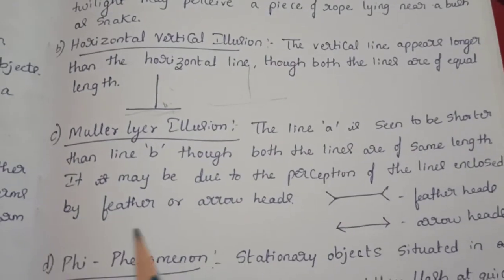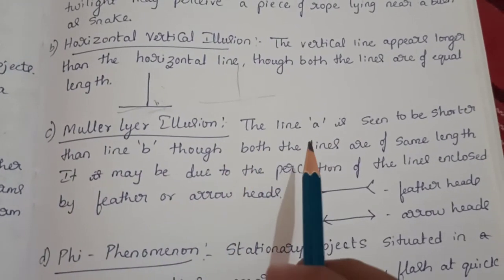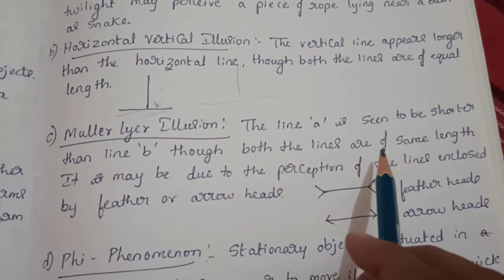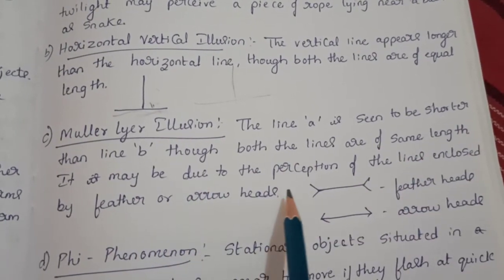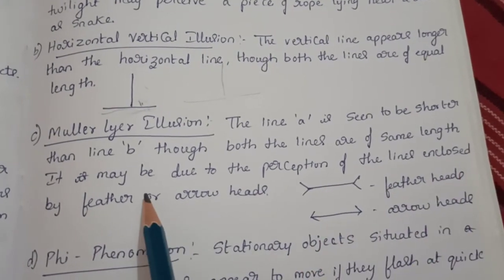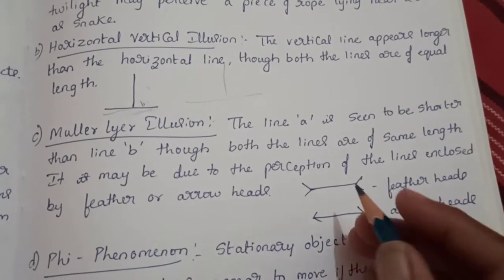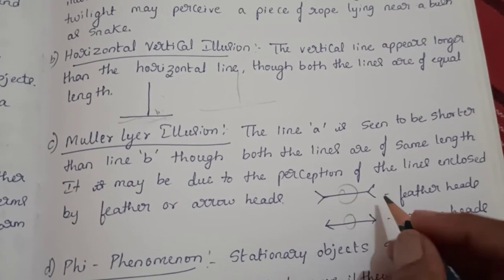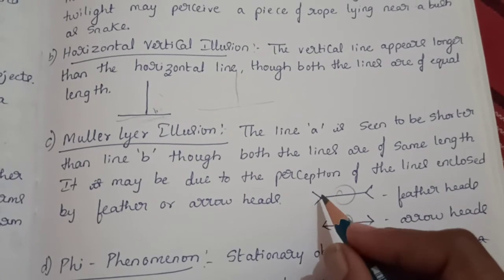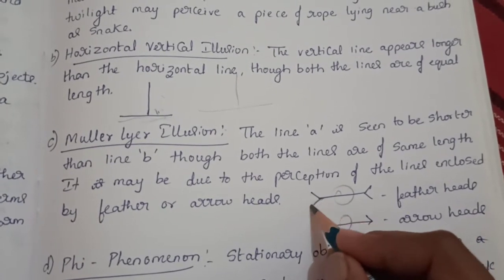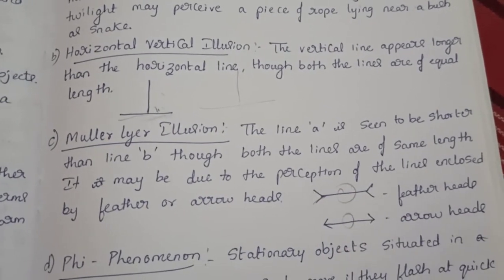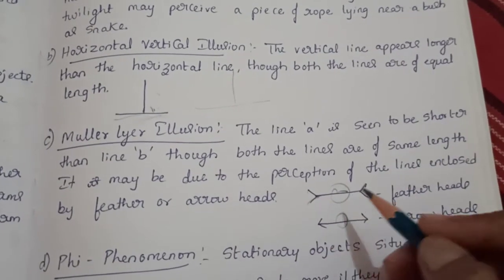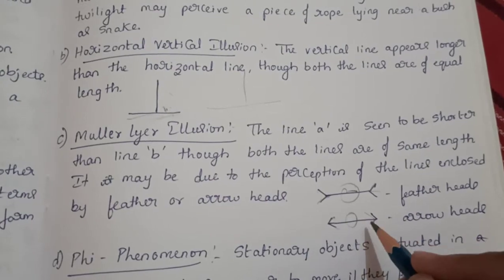Then the Muller-Lyer illusion: line A is seen to be shorter than line B though both lines are of the same length. It may be due to the perception of the lines enclosed by feather-heads and arrowheads. See, both lines are equal in length, but since it is feather-headed, it looks longer, and since it is arrow-headed, it looks shorter.